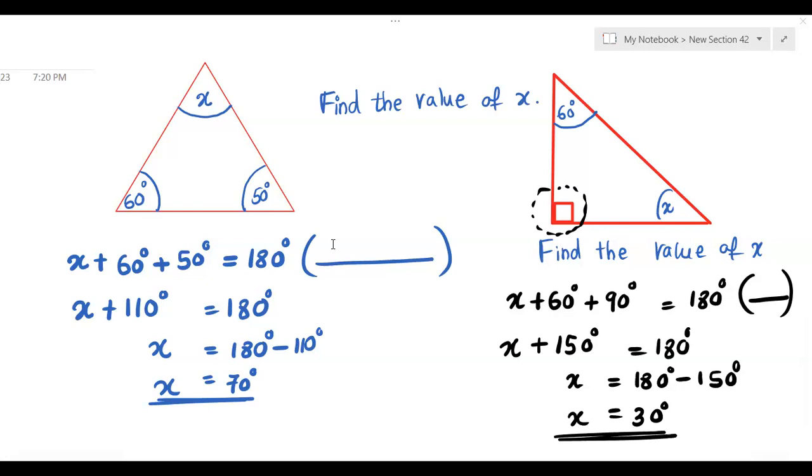After solving such simple questions, I will show you how we do the exam question. Okay.